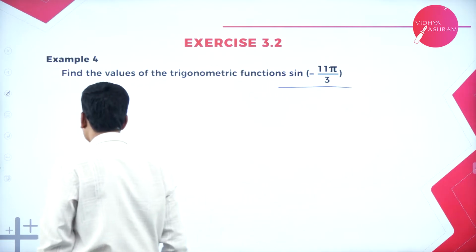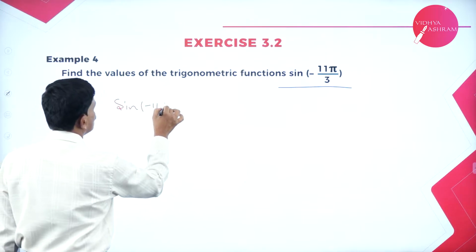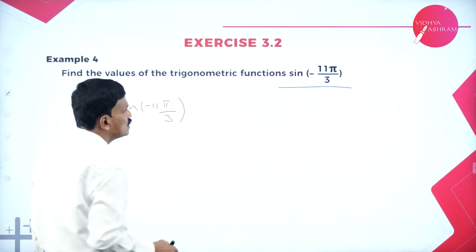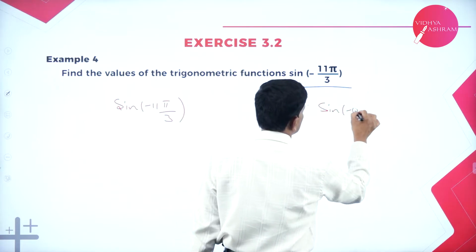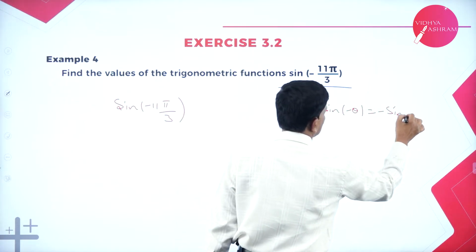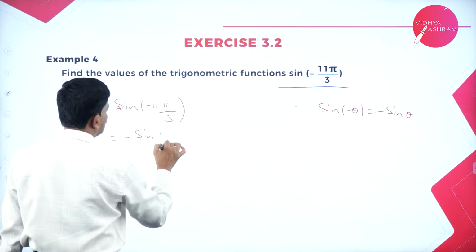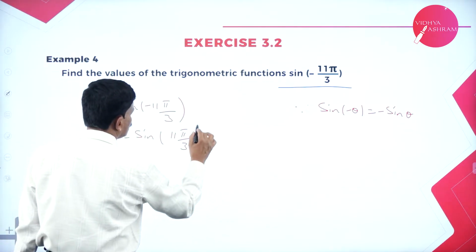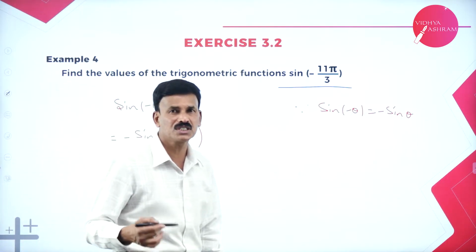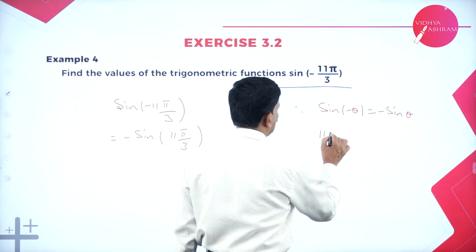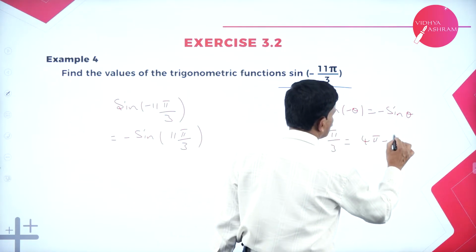Sine of minus 11 pi by 3. Since we know that sine of minus theta is equal to minus sine theta, this can be written as minus of sine 11 pi by 3. Now, convert this 11 pi by 3 into less than 90 degrees. So, this 11 pi by 3 can be written as 4 pi minus pi by 3.